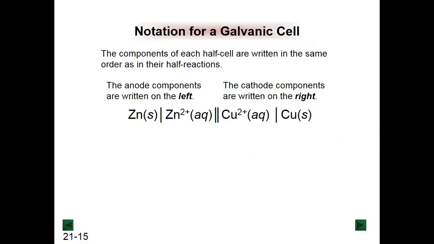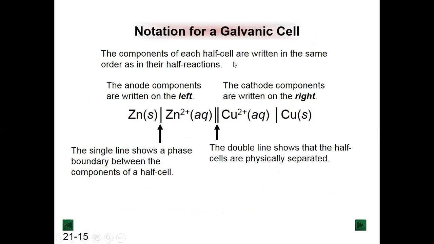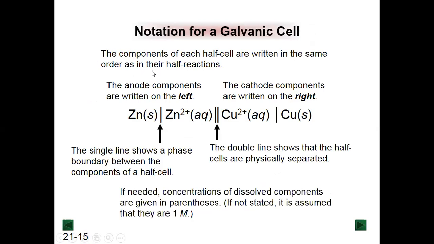Notation of galvanic cell. The components of each half cell are written in the same order as in their half reaction. The anode components are written on the left. The cathode components are written on the right. The single line shows phase boundary between components of the half cell. The double line shows the half cells are physically separated. If needed, concentrations of dissolved components are given in parentheses. If not stated, it is assumed that they are 1 mole.